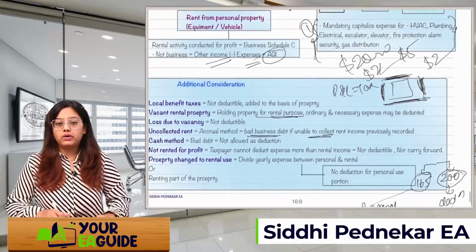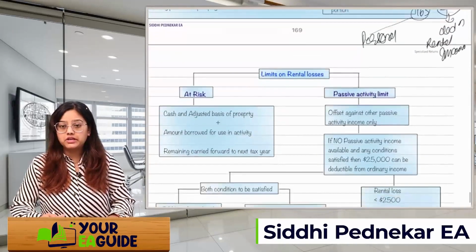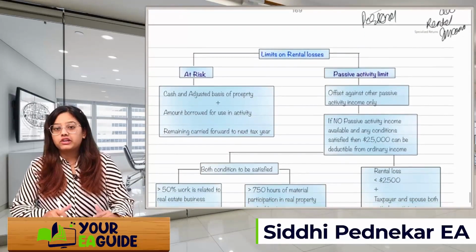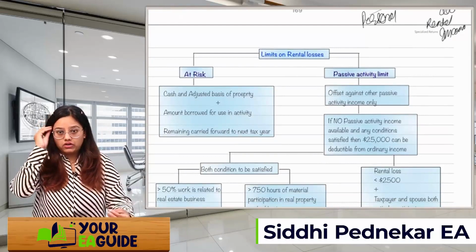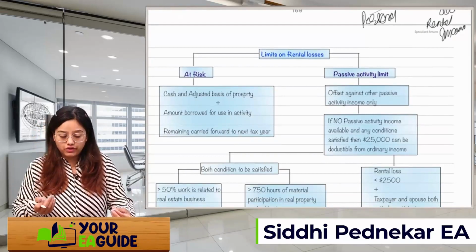So this is about additional consideration. Next is limits on rental losses. Now, if you are incurring a loss in a particular year, then how are we going to treat that loss, and whether it's going to be carried forward or not.